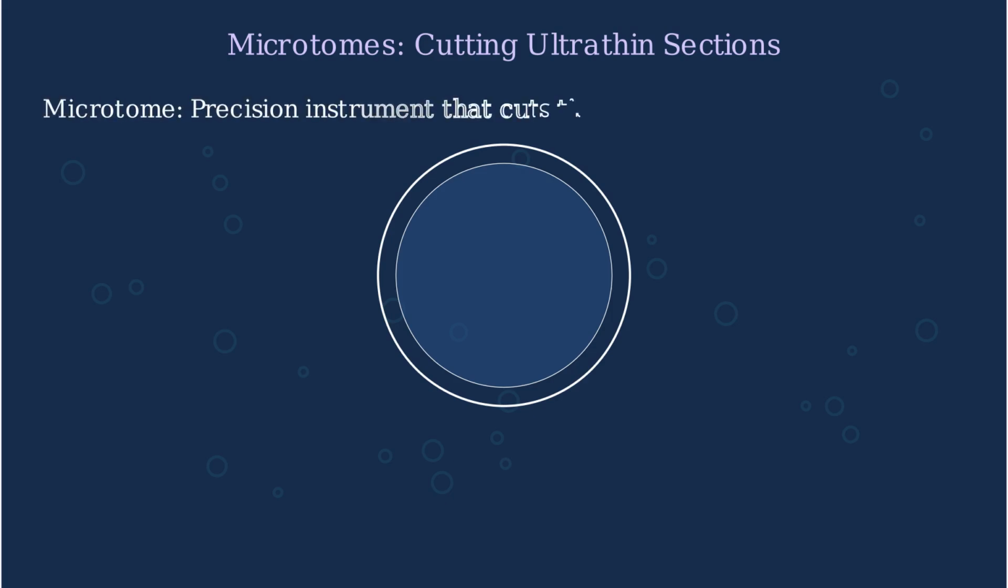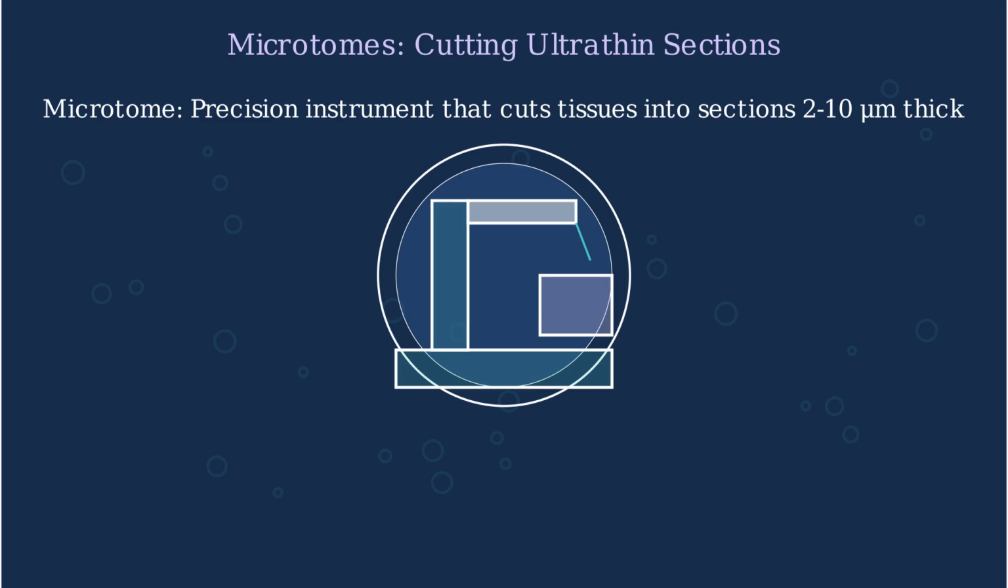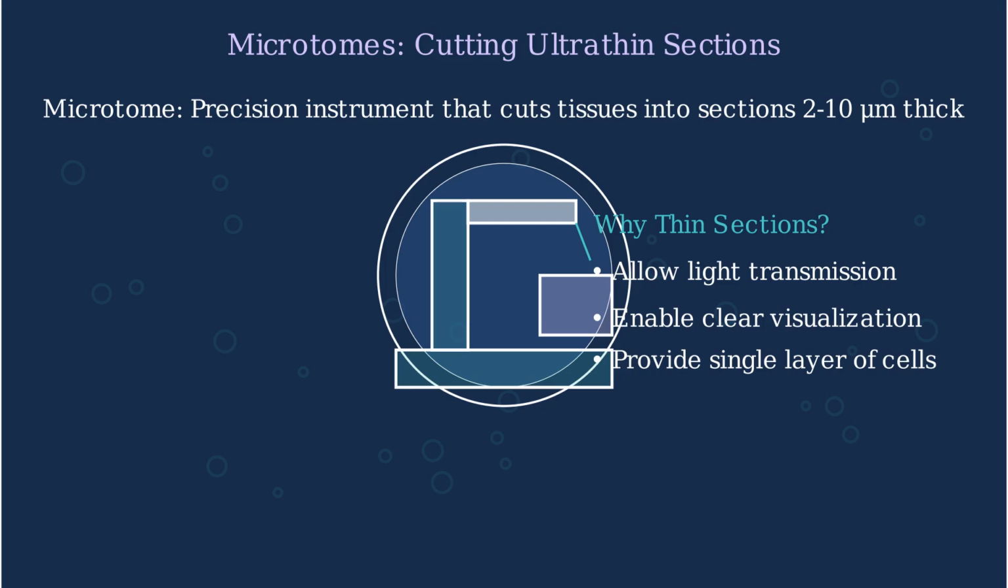A microtome is a precision instrument used to cut extremely thin sections from embedded tissue blocks. These sections typically range from 2 to 10 micrometers in thickness. Sections must be thin enough to allow light to pass through for microscopic examination. This enables clear visualization of cellular structures at a single focal plane.